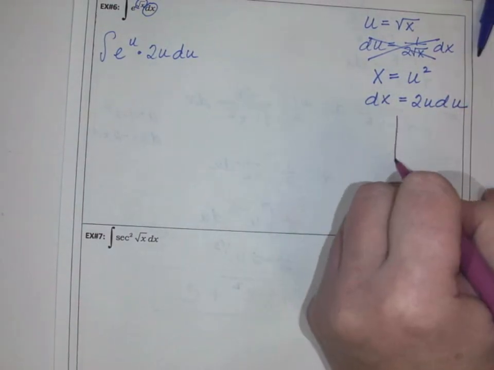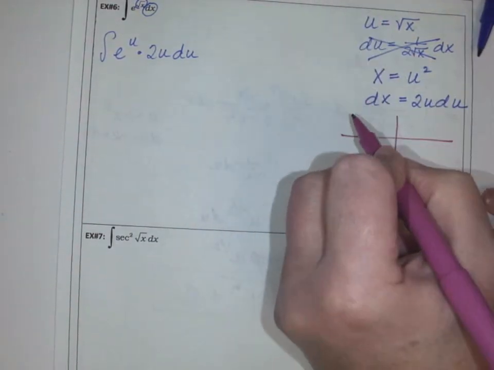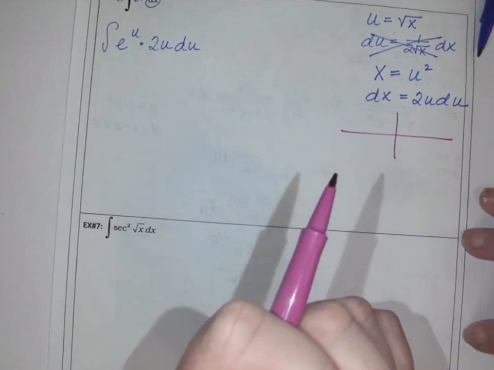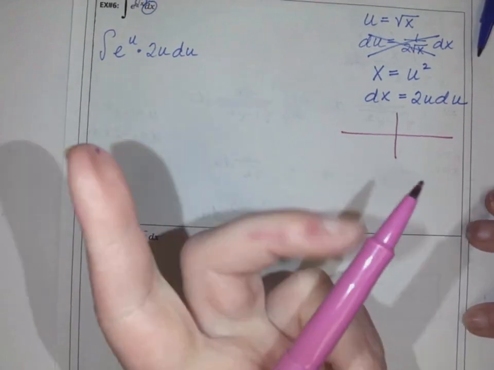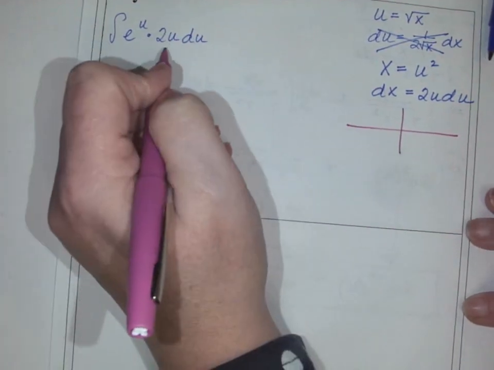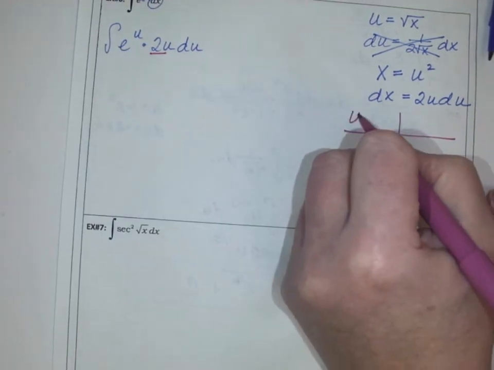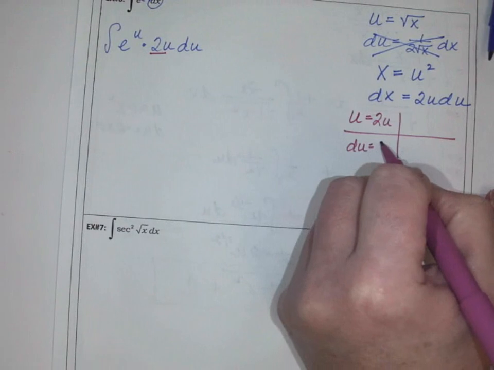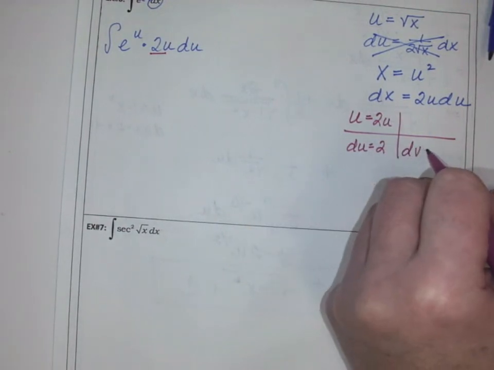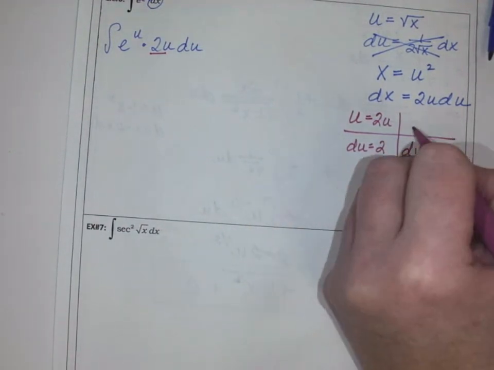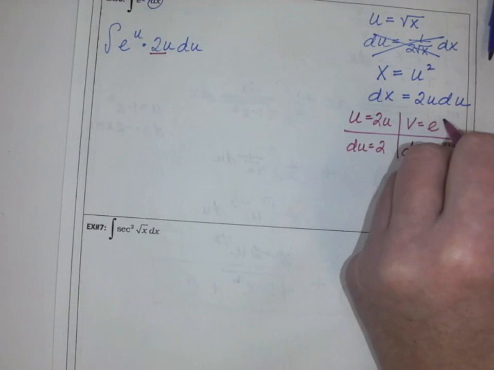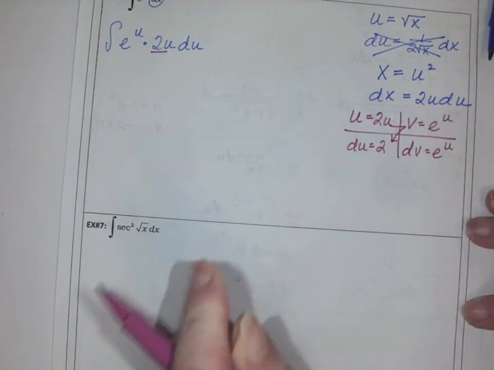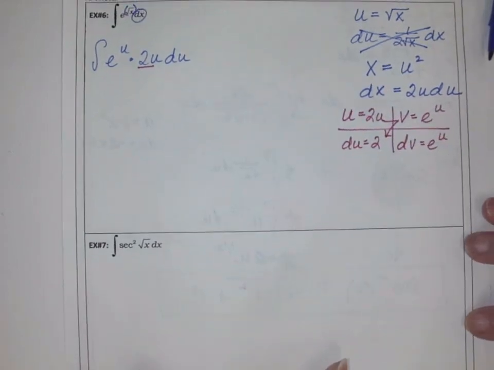Let's see, I'll start with a different color. So according to LIPET, no logs, no inverse trig, but I do have a polynomial. This is my polynomial. So I'm going to let u be 2u, so du is equal to 2. That means dv is equal to e to the u, so the antiderivative is e to the u, and I can go down or across and diagonal.